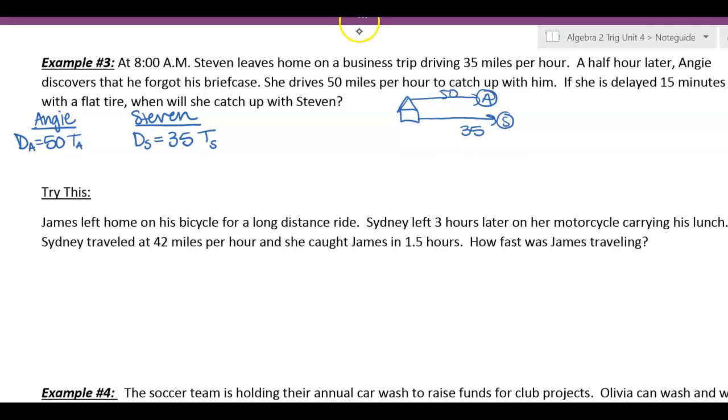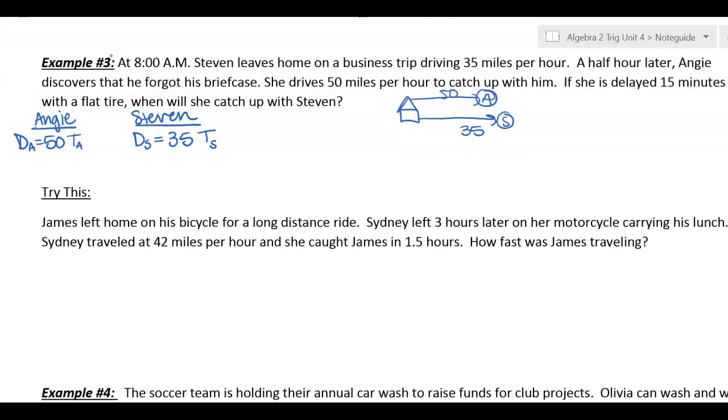So again, in order to solve this problem, I need relationships between the time and the distance. So when I look at the time, this time they did not leave at the same time. Angie left a half hour later, and she was also delayed 15 minutes with a flat tire. What this means to me is that when I think distance, rate, time, you have to remember in that distance, rate, time equation, this time is supposed to be the amount of time the person is traveling at that rate. So Steve has been on the road longer than Angie.